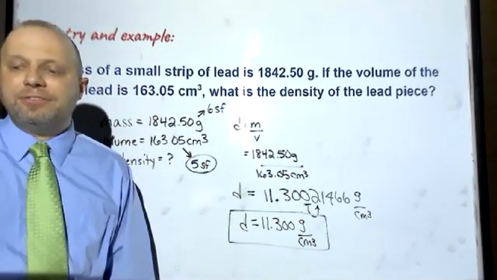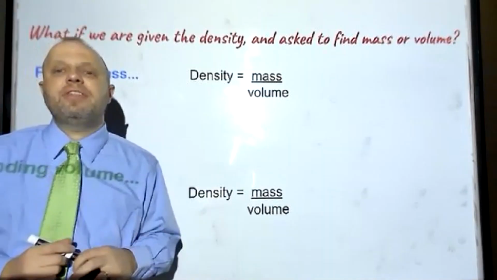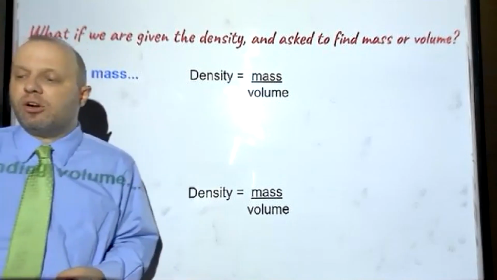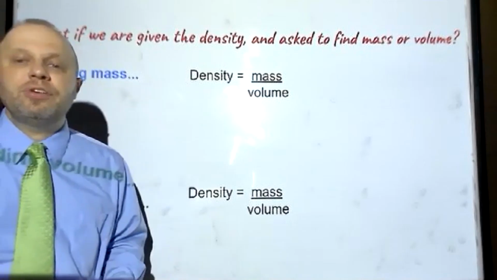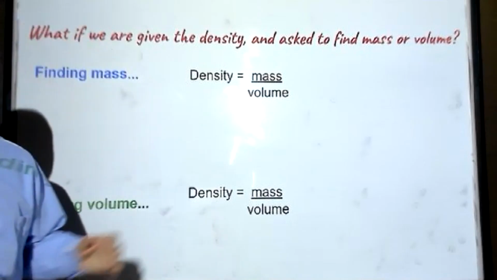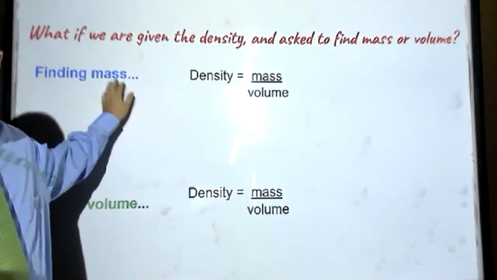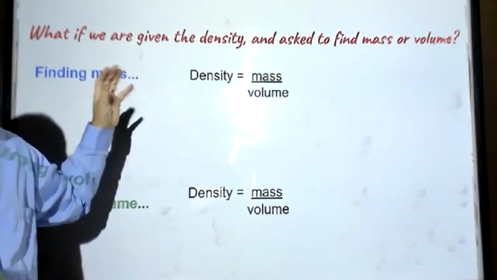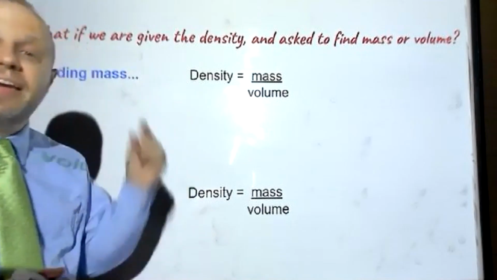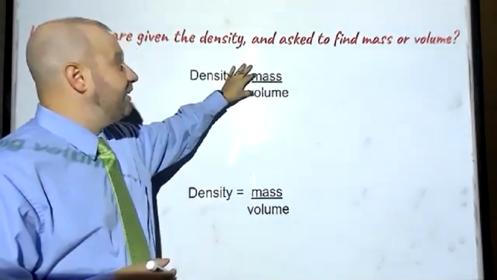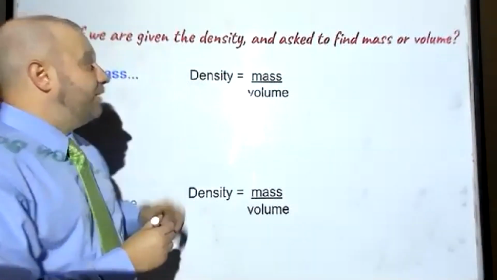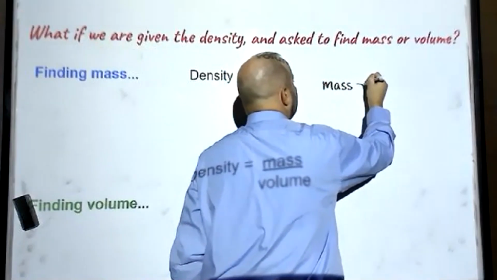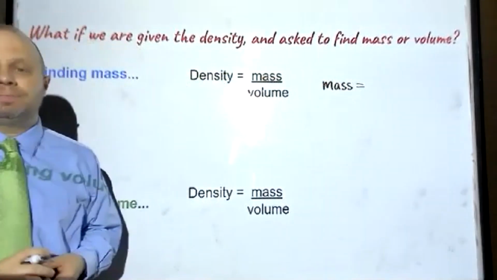Okay, let's take a look at the next problem. Before we get to the next problem, what I wanted to do was take a minute and make sure that we are able to rearrange equations for a specific variable. Here I wrote, what if we are given the density and asked to find mass or volume? The equation that we're going to use is going to be different than the one that we start with. This is density equals mass over volume. This is asking, what if I were looking for mass instead? So mass is equal to.